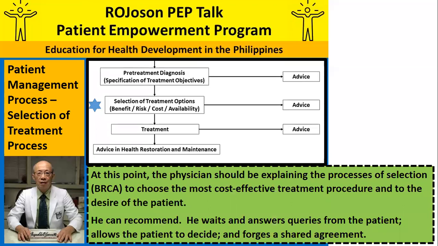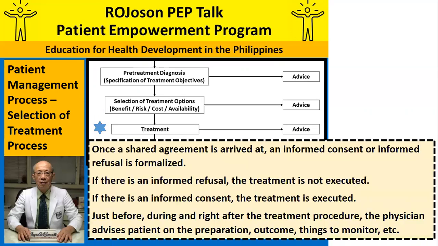At this point, the physician should be explaining the processes of selection using the BRCA to choose the most cost-effective treatment procedure and to the desire of the patient. He can recommend, he waits and answers queries from the patient, allows the patient to decide, and forges a shared agreement. Once a shared agreement is arrived at, an informed consent or informed refusal is formalized. If there is an informed refusal, the treatment is not executed. If there is an informed consent, the treatment is executed.